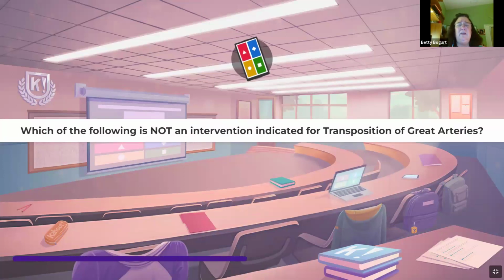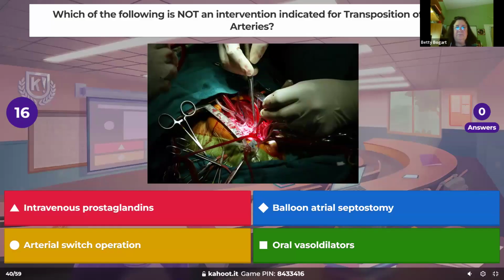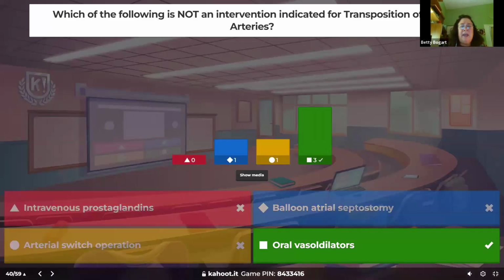Which of the following is not an intervention indicated for transposition of great arteries? This is a hard one. We know that they're going to get prostaglandins. What they do is called an arterial switch. They just switch both of those things. They take it off and turn it around. And sometimes, because they need to get things open, they'll make that patent foramen ovale, what's in between the two atriums at birth, bigger. So it will allow blood flow to go around. Oral does absolutely nothing. These children need more intense treatment for the TGAs.